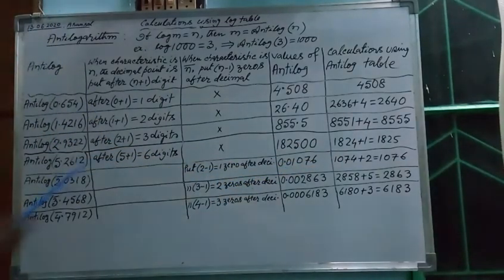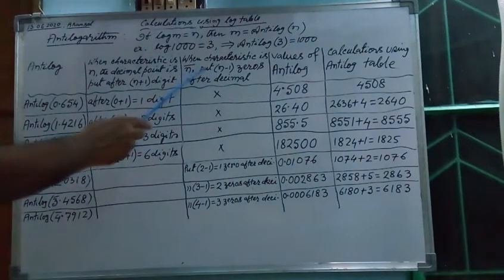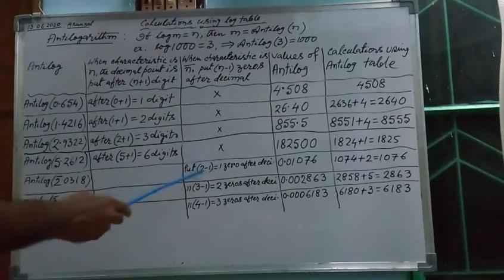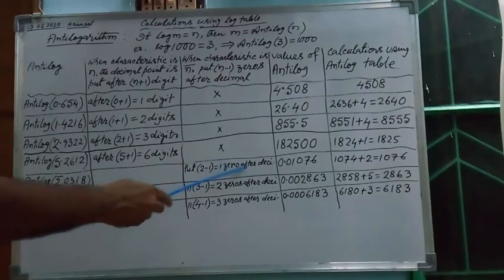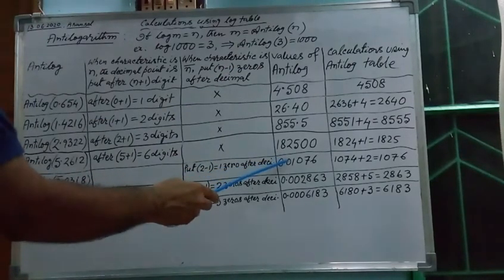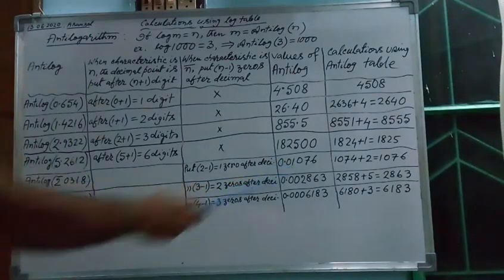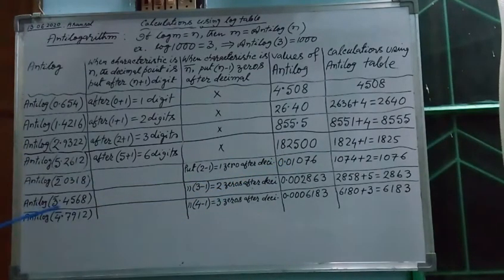Now where to put the point? Since it is 2 bar, n bar, put n minus 1 zeros. So for 2 bar, put 2 minus 1, that is 1 zero after the decimal. At first put the decimal, then 1 zero. See, I have put 1 zero. Similarly, antilog of 3 bar 0.4568.